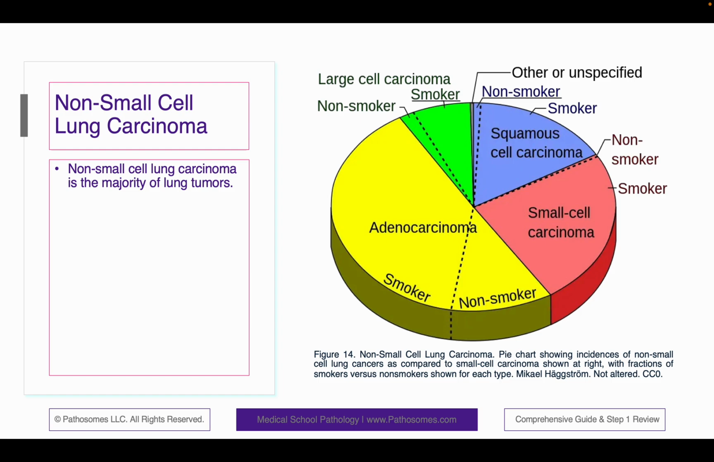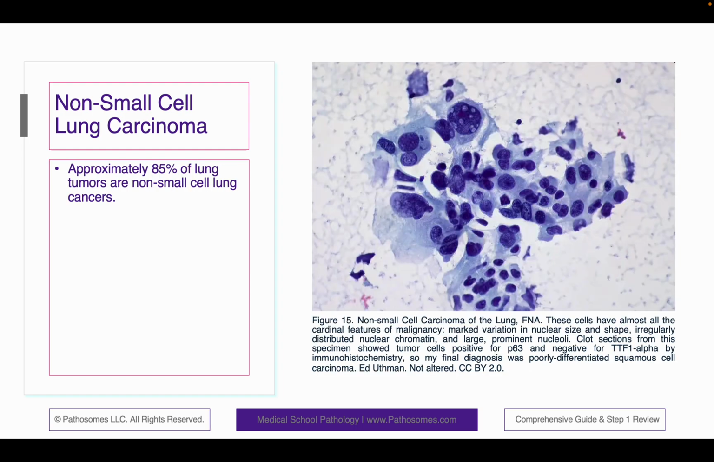Non-small cell lung carcinoma is the majority of the lung tumors, right? So we have squamous cell carcinoma. We have large cell carcinoma. And we have adenocarcinoma. Those are the other ones that you need to know. Now, approximately 85% of lung tumors are non-small cell lung cancers. And keep in mind that TTF, or TTF1 I should say, is a great marker for lung cancers.